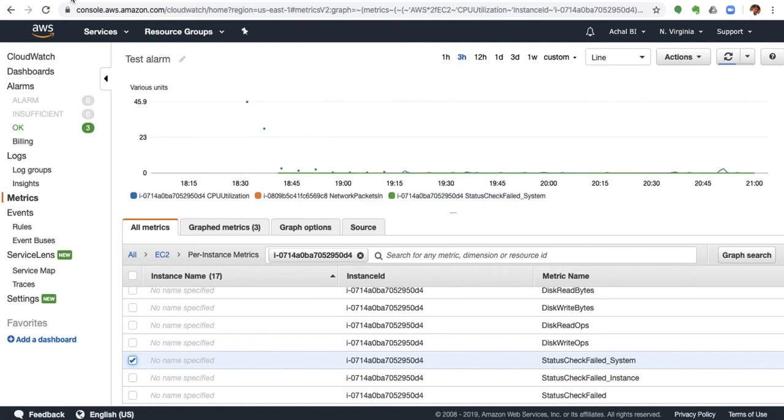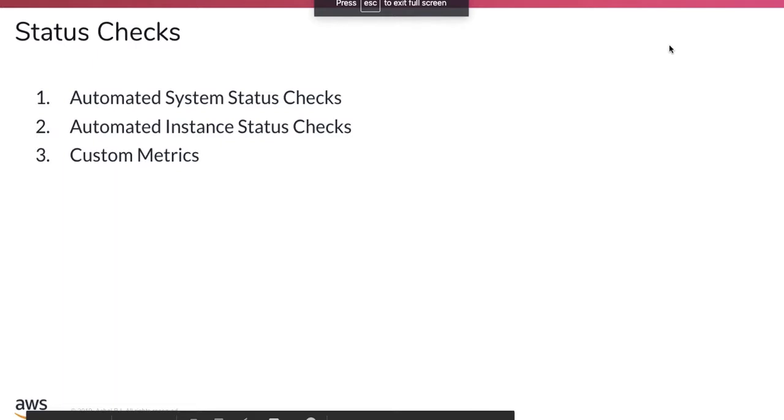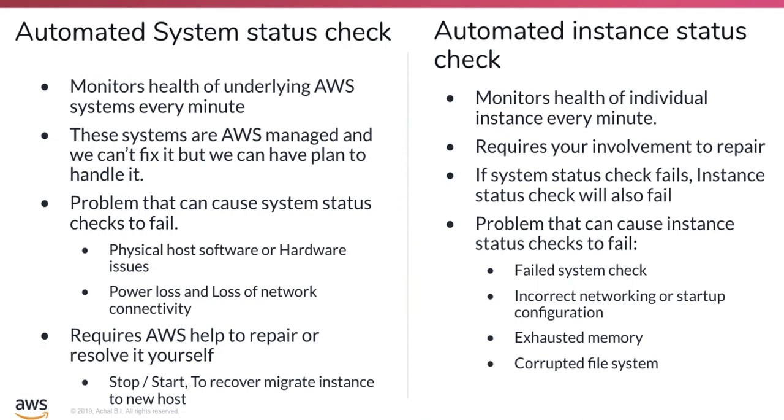So let's go back. So let's understand basically what these automated system status checks mean. This basically monitors the health of the underlying system, and we can't fix these problems or anything which is happening related to a system, but we can get notified and we could take the help of AWS support and get it resolved.